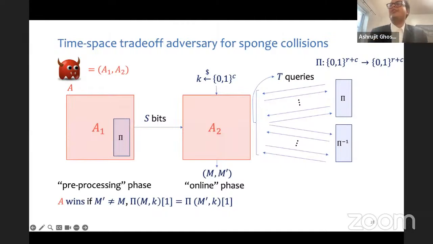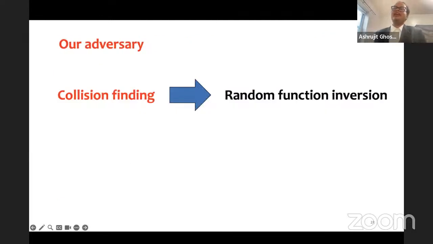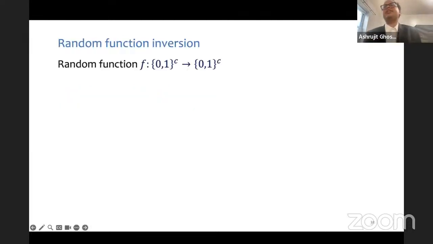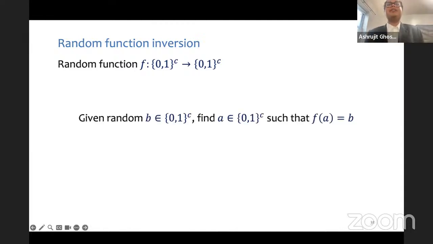I'll give you a high-level overview of the time-space adversary that we come up with that finds one-block collisions in SHA-3. The main idea underlying our adversary is to turn the collision finding problem into a random function inversion problem. But first, what is random function inversion? In the random function inversion problem, an adversary is given black box access to a random function f that maps c bits to c bits. The problem requires that given a random b, the adversary has to come up with an a such that f of a equals b.